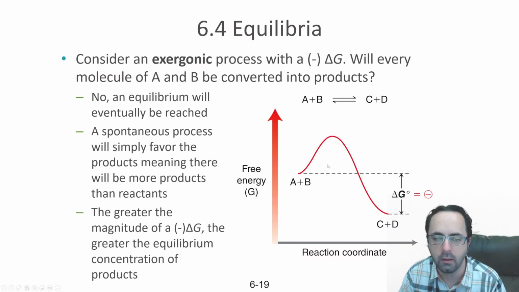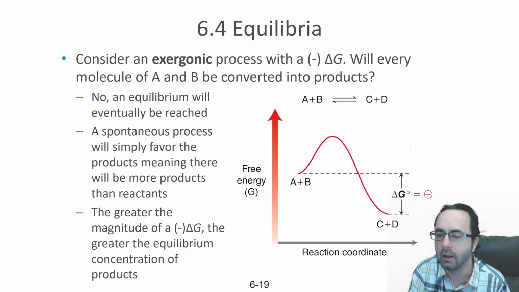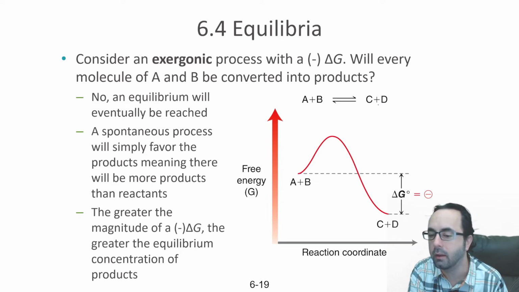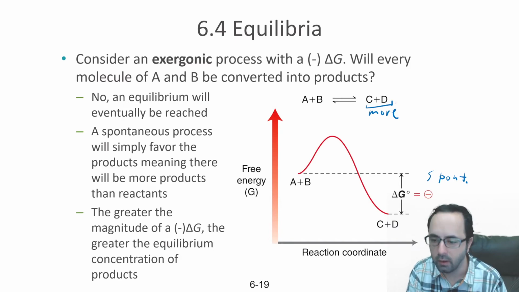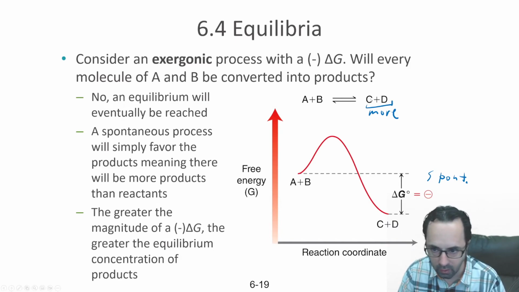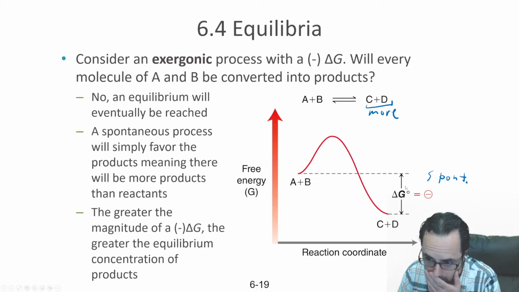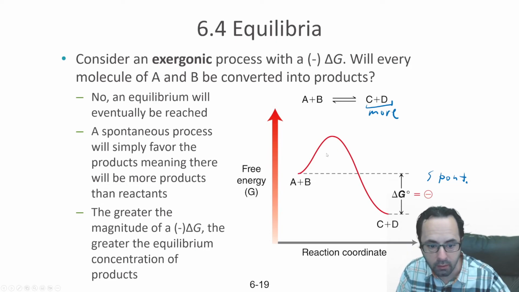So if we have an exergonic process with a negative delta G, we say it's spontaneous. What that means is that if we have reactants A plus B and products C plus D, and the delta G is negative here, this is telling us that this reaction is spontaneous. And so that means we're going to have more of the products at equilibrium than we have of the reactants. And the more negative the delta G is, the more products we will have.